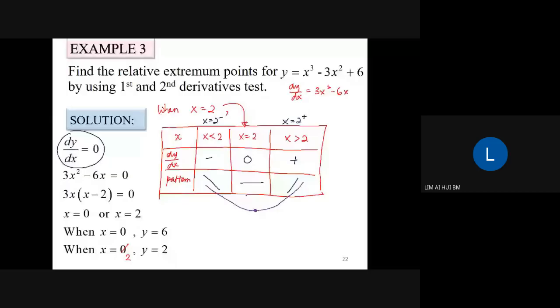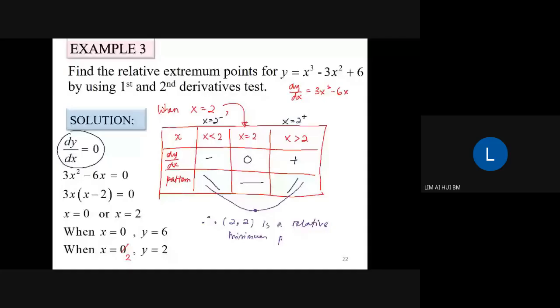So can you tell me that x equals to 2 ini, dia berlaku pada relative maximum ke relative minimum? Minimum. Yes, very good. So you can say that this point, which is (2, -2), is a relative minimum point. Okay, it's a relative minimum point. So kita test point by point.